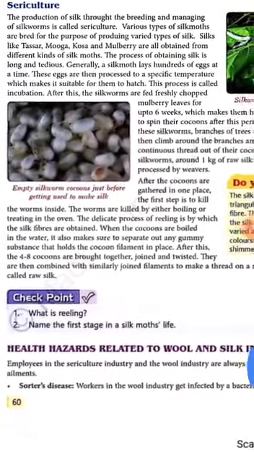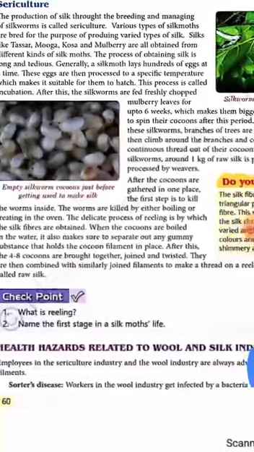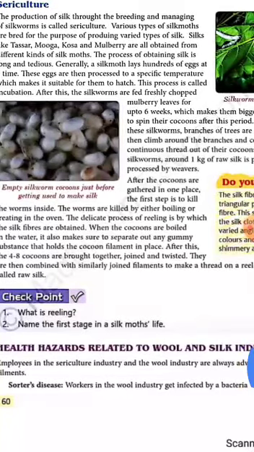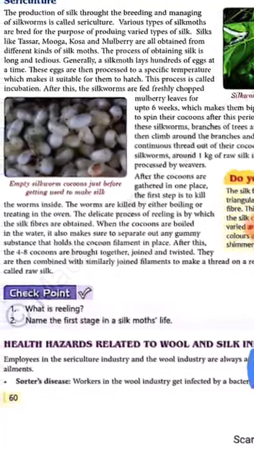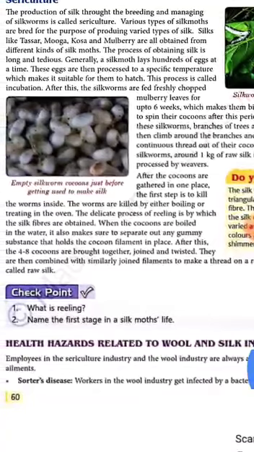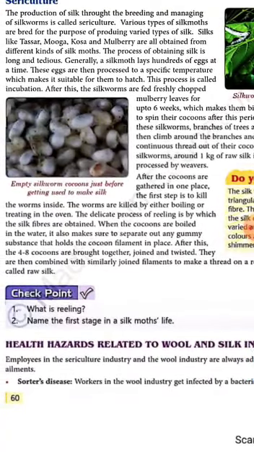So come to the checkpoint. What is reeling? Reeling is a process in which the silk fibers are taken out from the cocoons for use as silk. It is done by special machines. And name the first stage in a silk moth's life. The first stage is called egg.